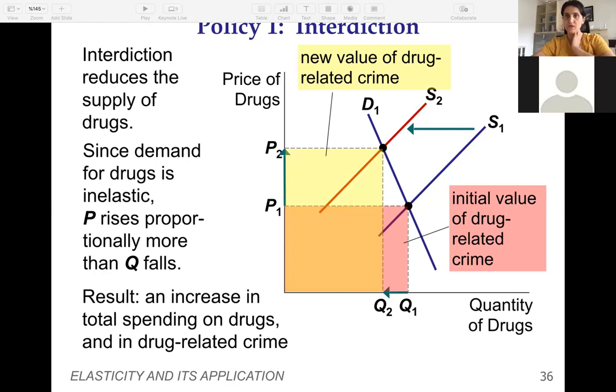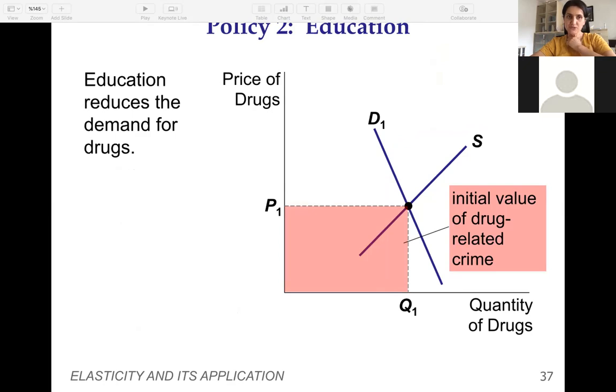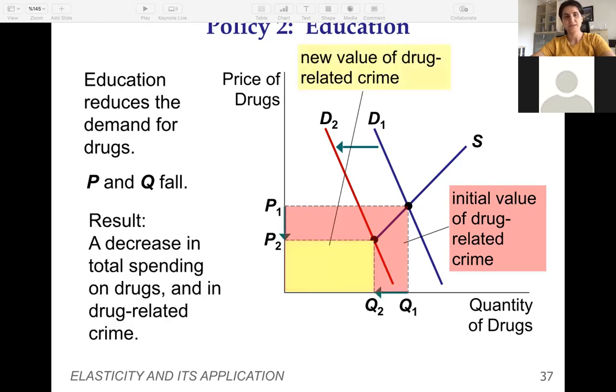Why? Because we know from the price elasticity of demand, due to the inelastic nature of the good, we have a steep demand curve, as in here. Q is affected less with the price increase. Now the second dimension is education. Education reduces the demand for drugs, which is going to shift the demand curve to the left. Both P and Q will drop.